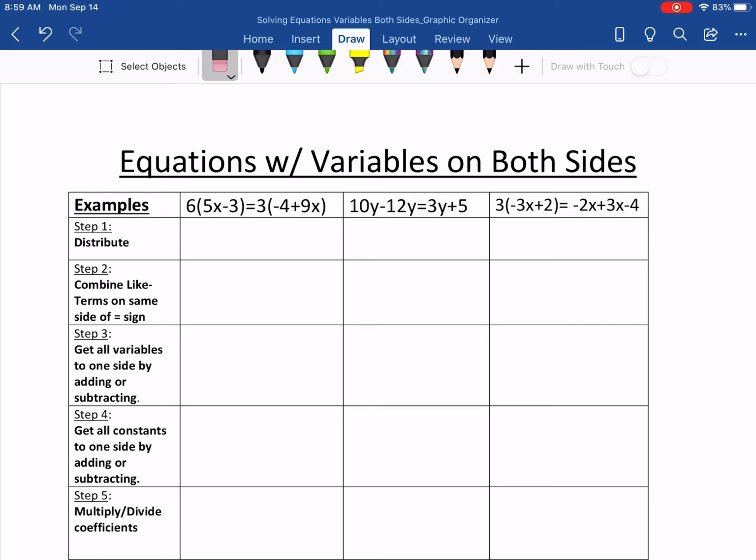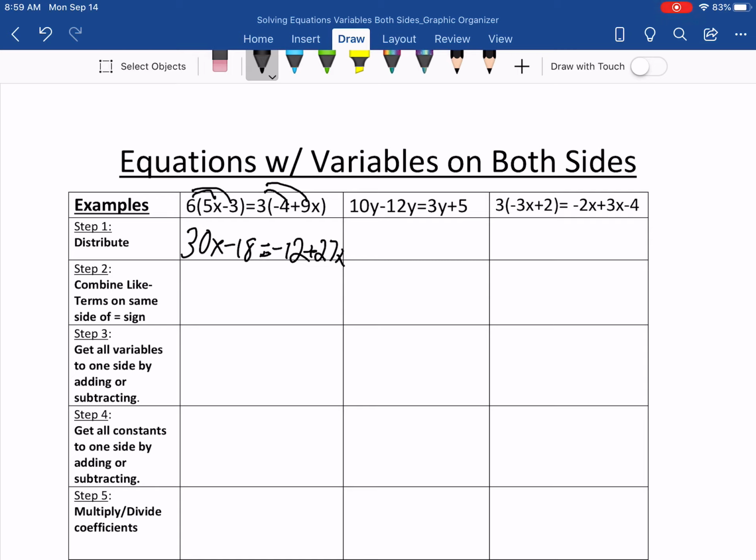Okay, so step 1 when solving either these equations or an equation that has a variable just on one side is to distribute out. So on the left side here, we're distributing the 6, so that's going to be 6 times 5x, 30x. 6 times -3 is -18. And the right side, 3 times -4 is -12. And 3 times positive 9x, positive 27x.